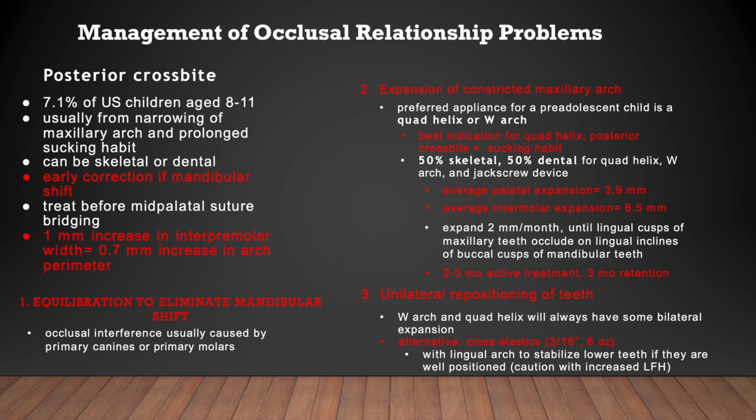And 1 millimeter increase in the interpremolar width gives you about 0.7 millimeter increase in arch perimeter. That's an important number there. So number one, what we're gonna do when we have a posterior crossbite is we're gonna try to do an equilibration to eliminate the mandibular shift. So occlusal interferences that are usually caused by the primary canines or primary molars could be causing this shift. So we're gonna try to eliminate those. Number two, we're gonna expand a constricted maxillary arch.